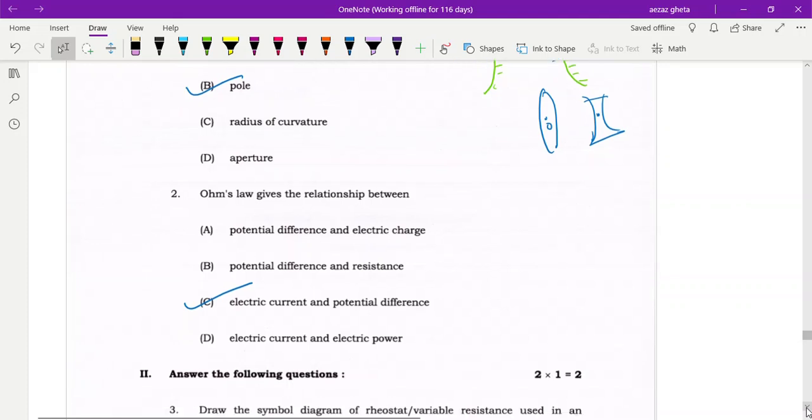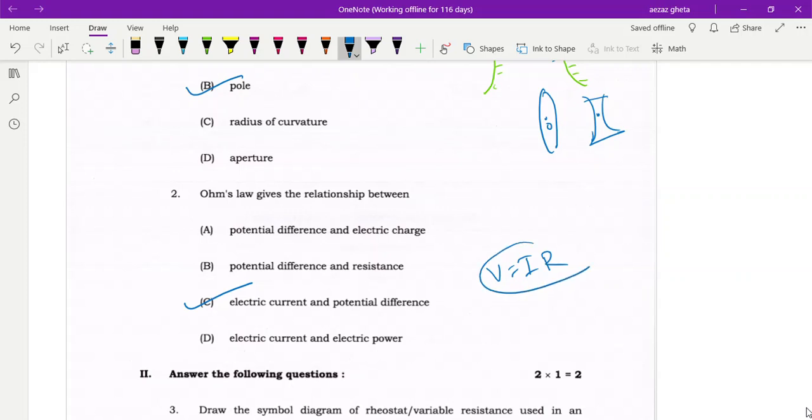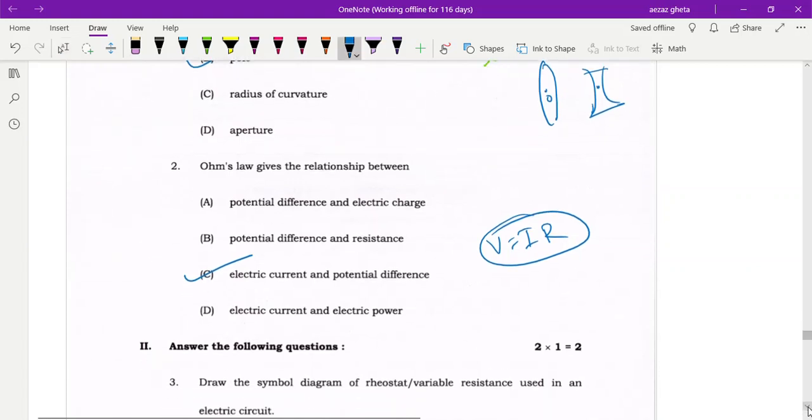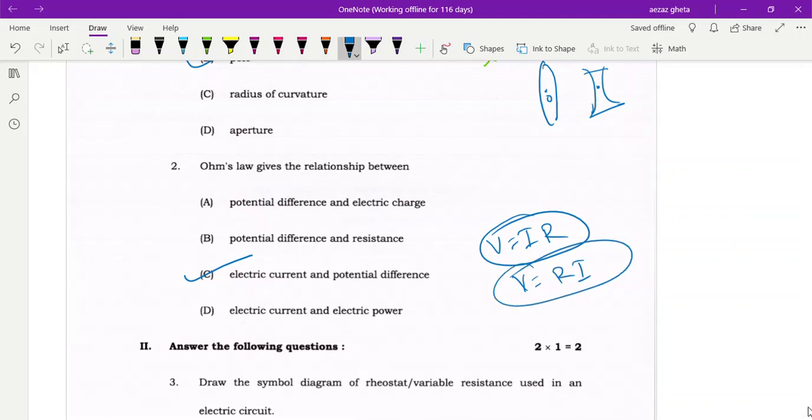V is equal to IR is the formula, remember. R for resistance, V for potential difference, I for current. You can remember it as V equals IR. In Kannada we call it like that, so you can remember it.